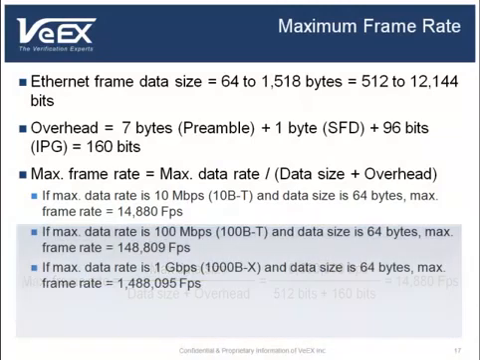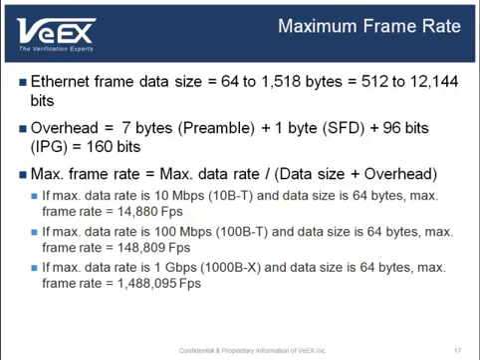In 100BASE-T, if the data size is 64 bytes, the maximum frame rate is 148,809 frames per second. In 1000BASE-X, if the data size is 64 bytes, the maximum frame rate is 1,488,095 frames per second.